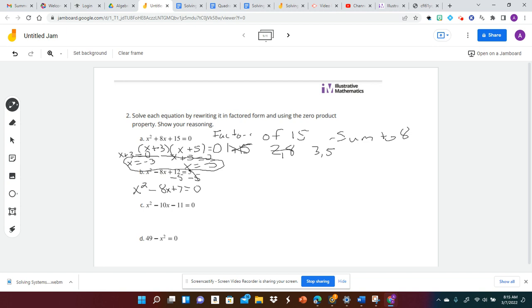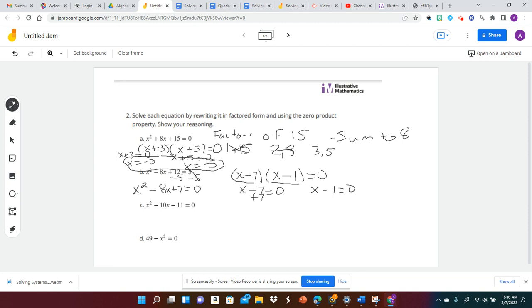Now, if I'm factoring that, I need factors of 7 that add together to be negative 8. Well, they're both going to have to be negative, and the only factors are negative 7 and negative 1. So this would have to be x minus 7 times x minus 1 equals 0. And then you take these two factors and set them equal to 0. So we have x minus 7 is equal to 0, and x minus 1 is equal to 0.